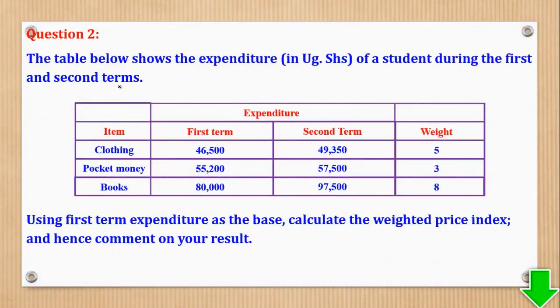That was question 1. What about question 2? Question 2: the table below shows the expenditure in Ugandan shillings of a student during the first and second terms, with the items, first term, second term, and the weights. Using first term expenditure as the base, calculate the weighted price index and hence comment on your result. We are going to do it the same way as we have done question 1. What I advise you is to first pause the video a bit and try it out, then you can continue watching to check the solution.